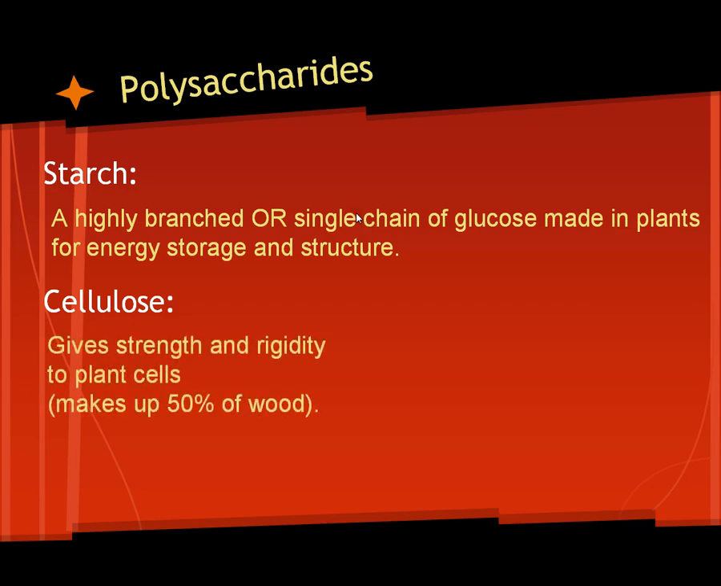Cellulose gives strength and rigidity to plant cells. This is what makes up 50% of wood and why it's so strong. And it's a polysaccharide, so it's many simple sugars linked together.